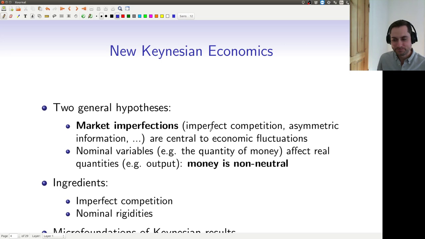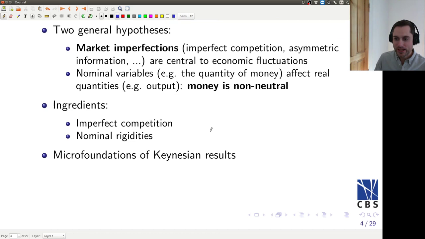Right, so that's really all there is to say. When you were in Macro 101, you talked about the IS-LM curve and reduced form ways of looking at how money affects output in the economy. So basically the objective of the model in this class is to put some micro foundations underneath those models.